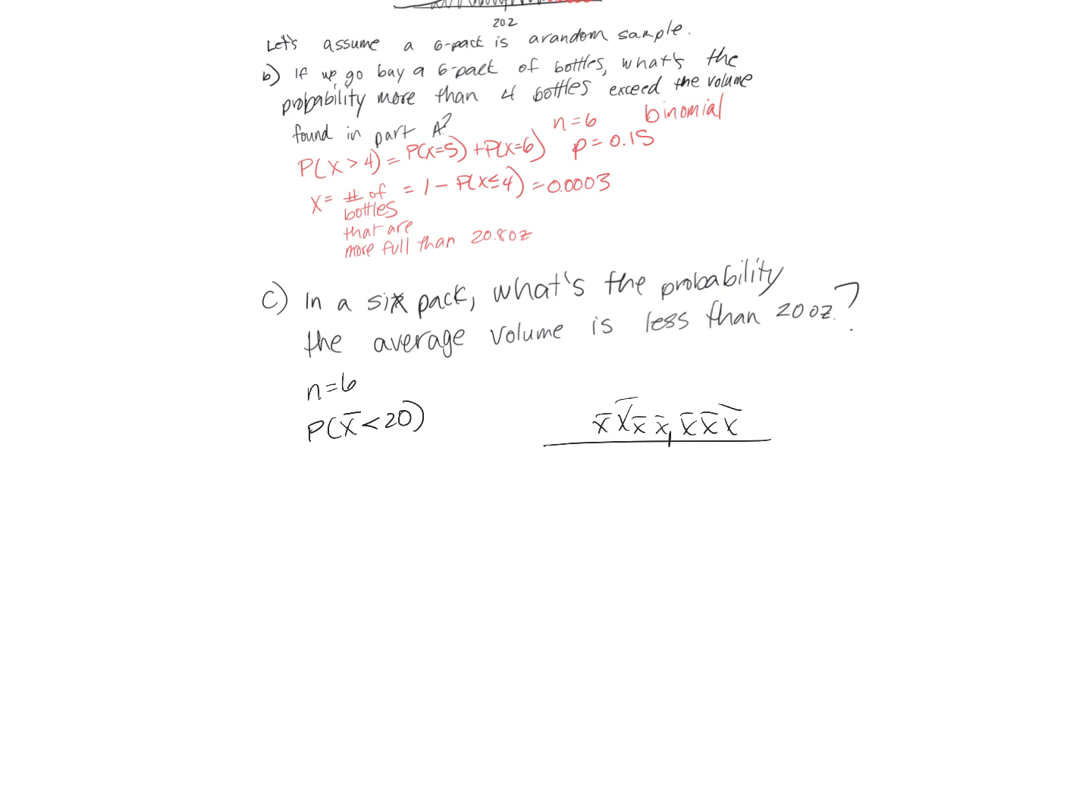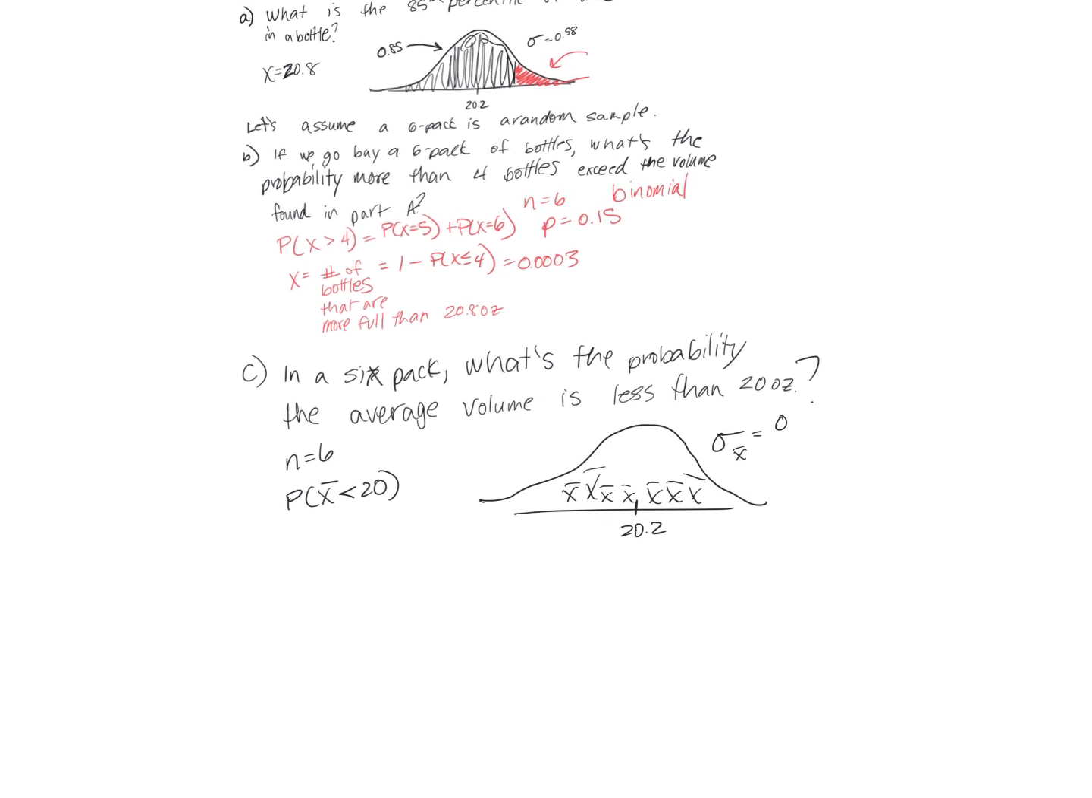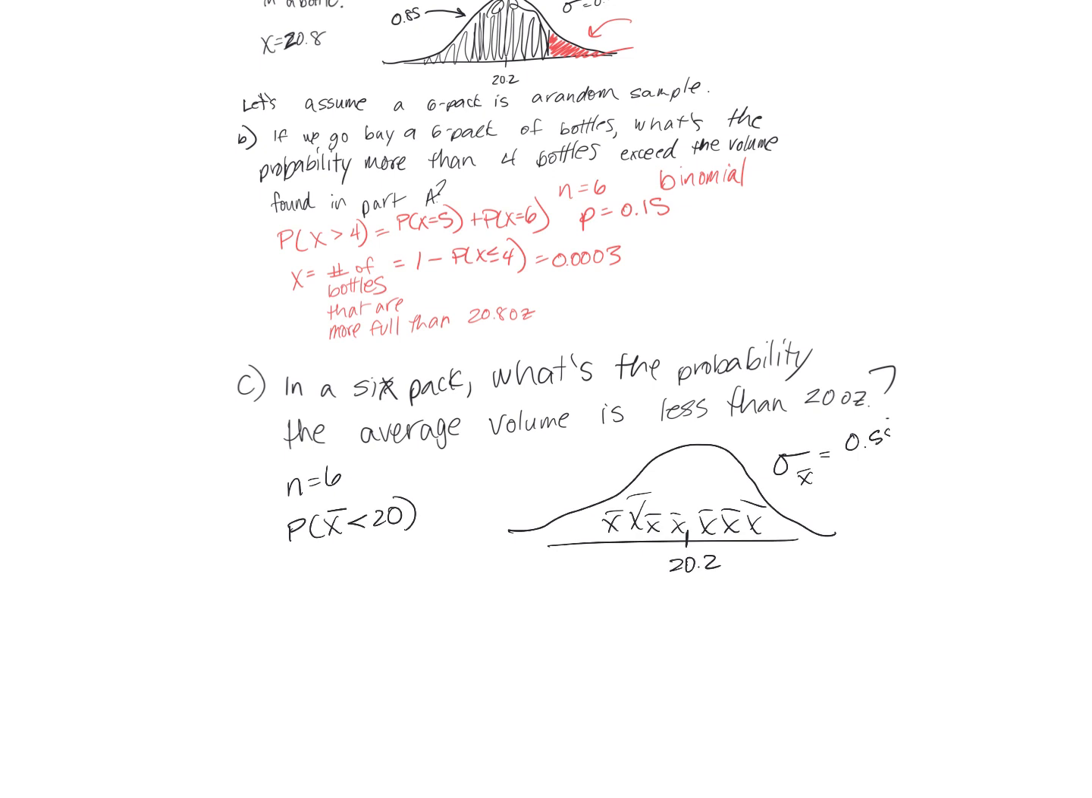Well, what do I know about the mean of the x bars? It's going to equal the mean of my population. So the mean is 20.2. And what about the standard deviation of my x bars? It's going to be the standard deviation, was it 0.58 that I used? 0.58 divided by the square root of 6. And then we're going to say, well, here's 20. What's the probability I'm to the left of 20?